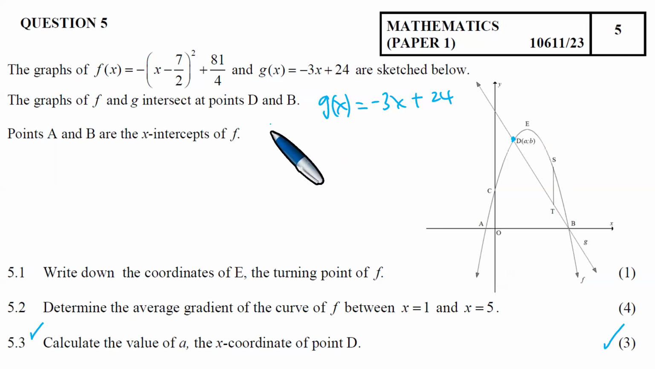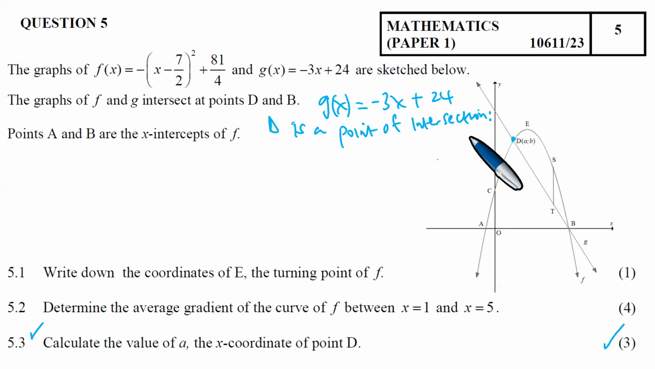And D is a point of intersection. So D is a point of what? Intersection. D is a point of intersection. So we want to find the coordinates of this point here. You're saying let y be 0, is that what you think? Yes, sir. Okay, that's fine.